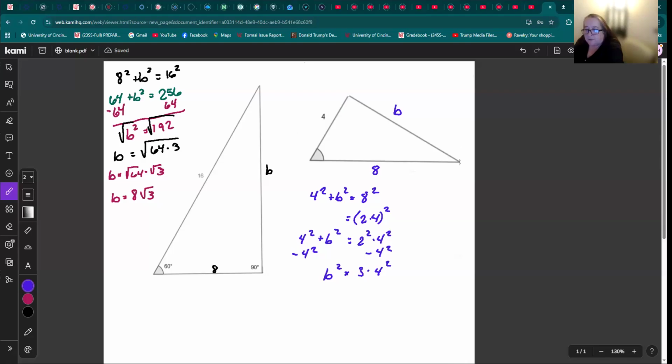Because when I square root both sides, I'm going to get b. Remember, it's a distance, so I don't have to do the plus or minus because it's going to be the positive. So this is the square root of 3 times the square root of 4 squared. So b equals 4 square root of 3.